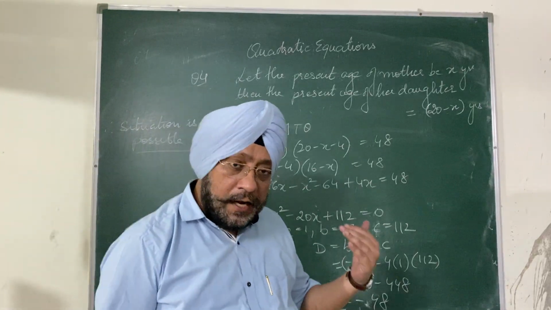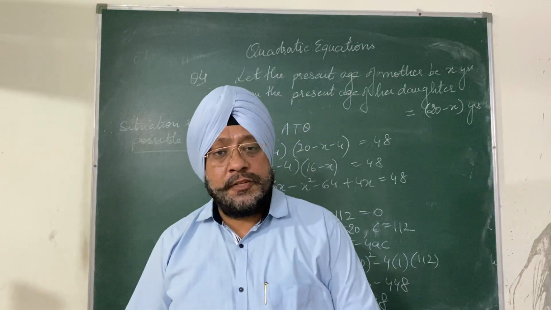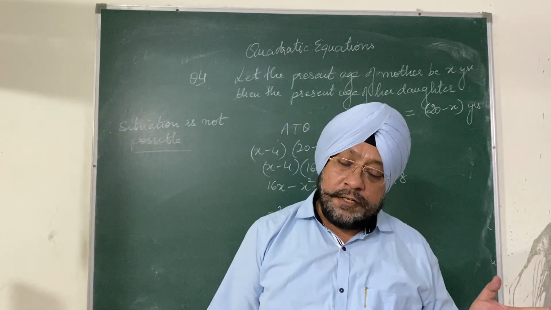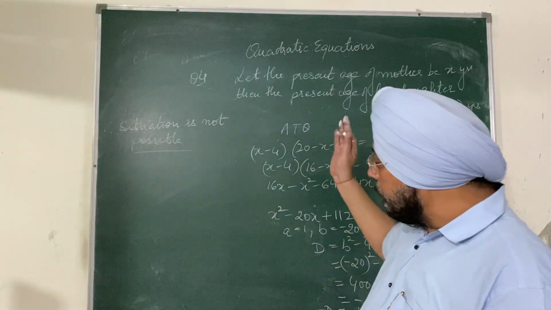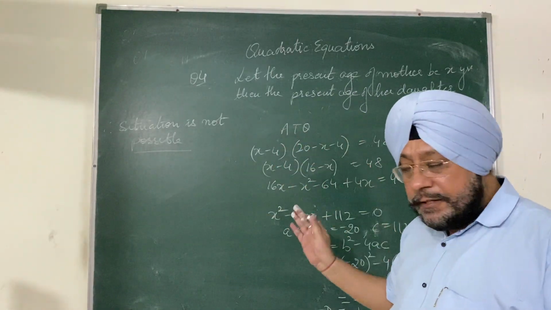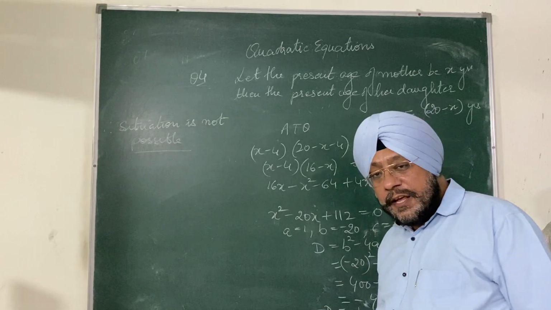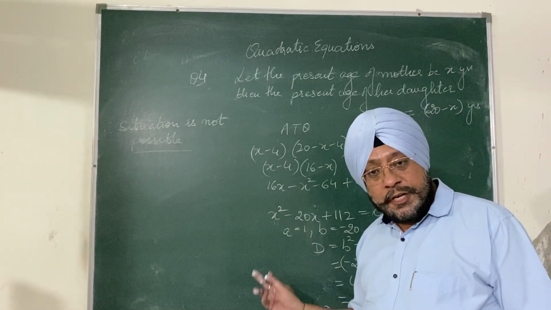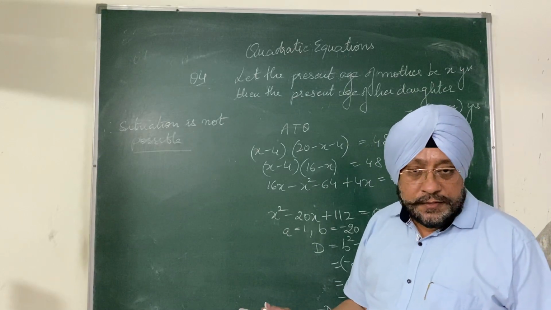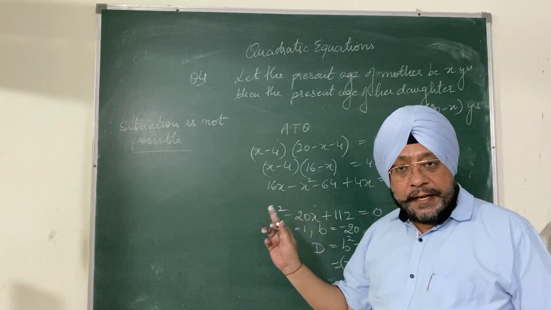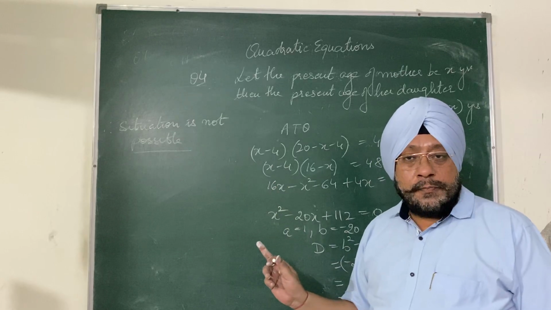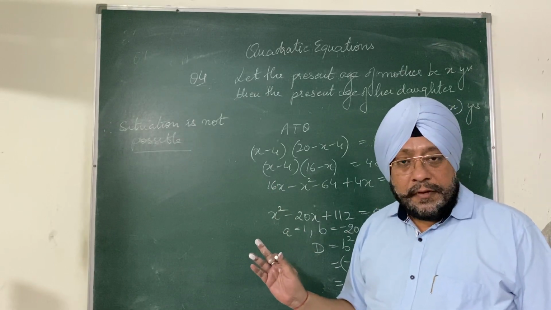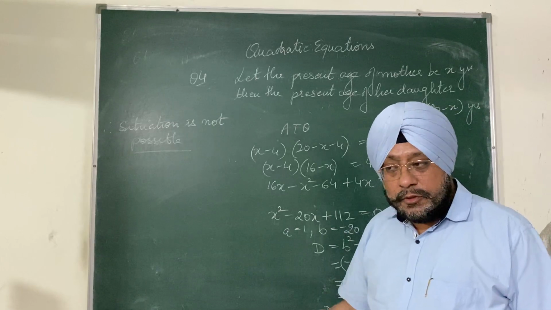It means whenever the question is based on whether this situation is possible or not, we have to form the equation. We have to check the condition with the value of D. If D is positive or 0, the situation is possible, we are able to find the values. But if D is negative, the situation is not possible, so we are unable to find the values. Clear, students? Now let's come to the last one.